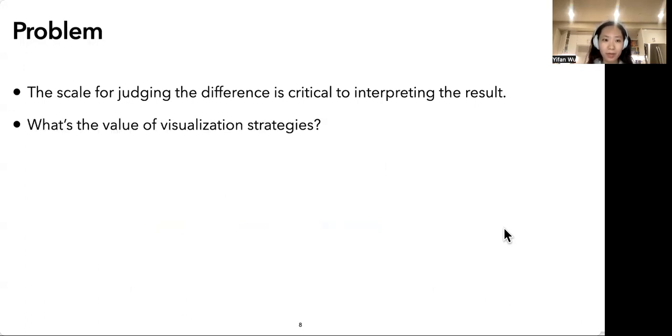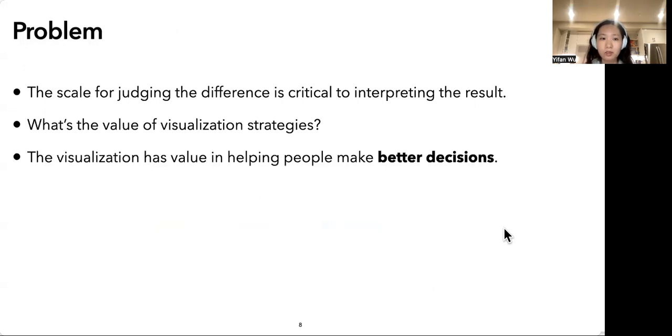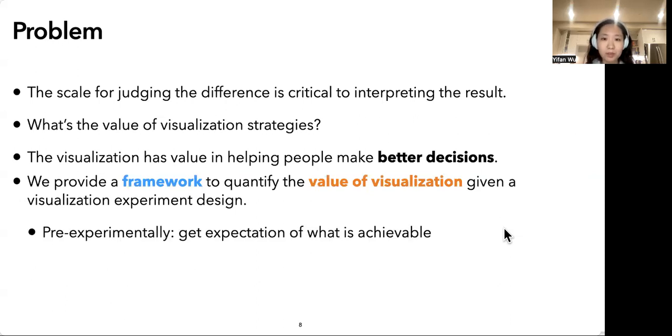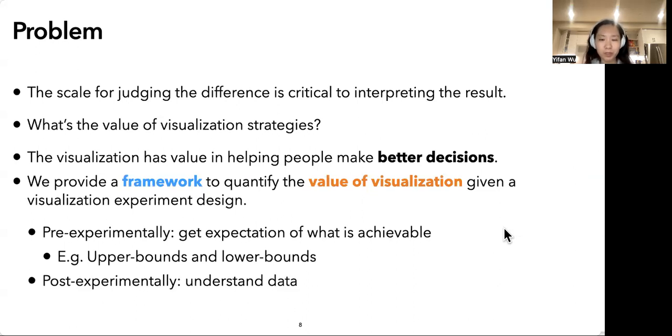So we answer this by asking, what's the value of visualization strategies? What's the scale that we should care about? Visualizations, as information, have a value in helping people make better decisions. So we provide a framework to quantify this value of visualization given any visualization experiment design. Pre-experimentally, by using our framework, the experimenter can get an expectation of what is achievable in this experiment, for example, the upper bound and lower bound. And post-experimentally, our framework can help the experimenter understand the data.